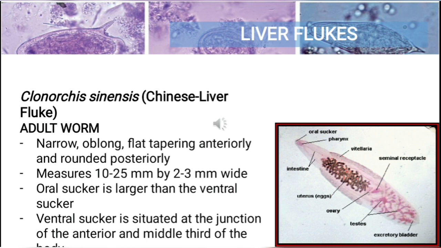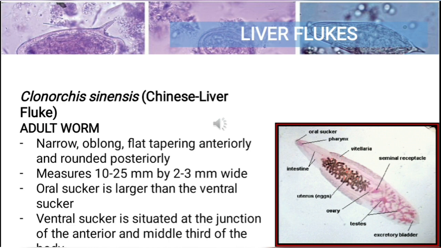Now let us proceed to our next liver fluke, which is Clonorchis sinensis, also known as the Chinese liver fluke. The liver flukes such as Clonorchis sinensis, Opisthorchis felineus, and Opisthorchis viverrini have similar life cycles. The usual mode of transmission is via ingestion of the metacercariae of the parasite present in infected raw or undercooked fish.